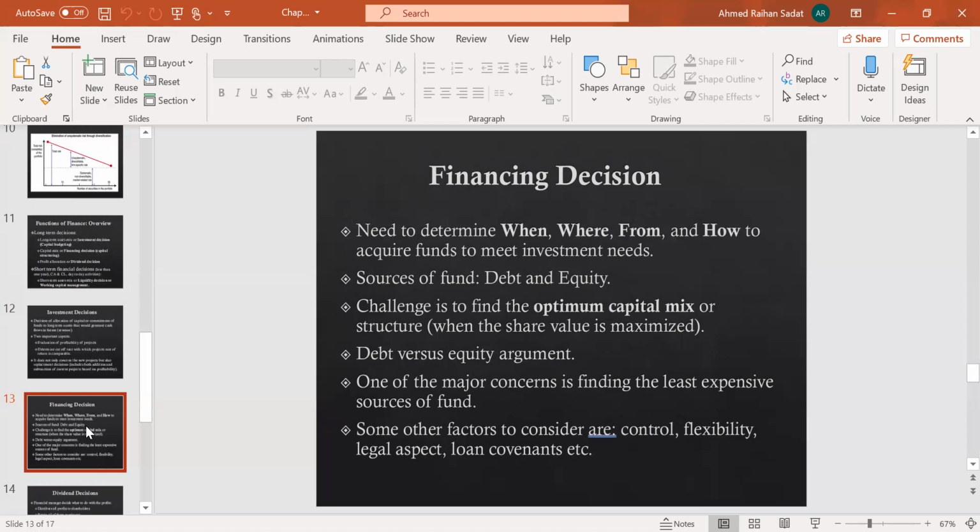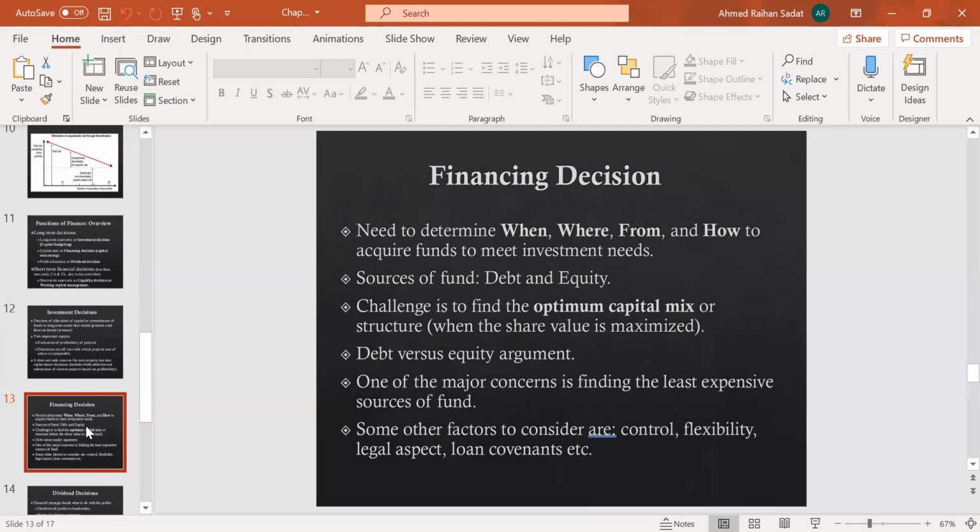And what is the challenge of the financing decision? The challenge is to find the optimum capital mix, or capital structure. So what do we mean by optimum capital mix? By optimum capital mix, we mean the mixture of debt and equity which will serve the ultimate goal, which is the value maximization of the stock, or the company's wealth. So this is what we need to find.